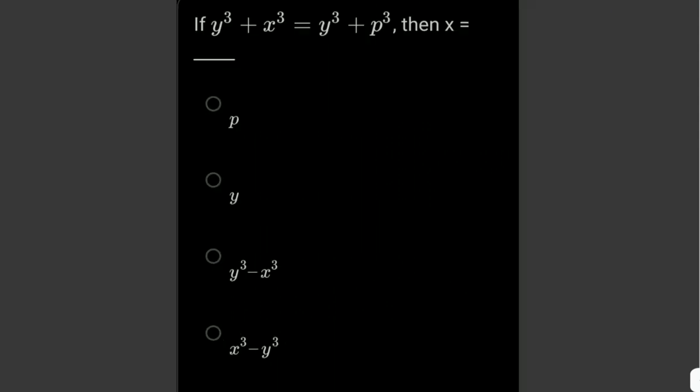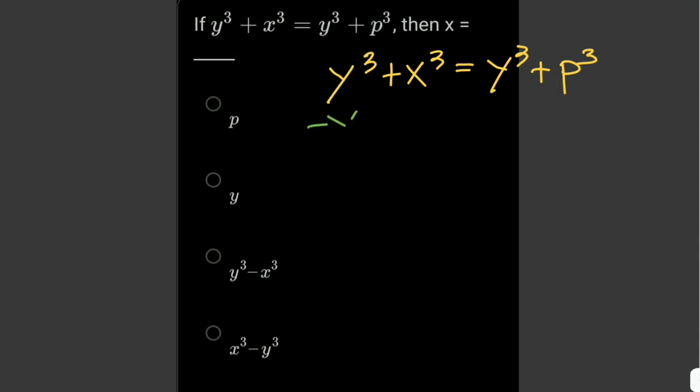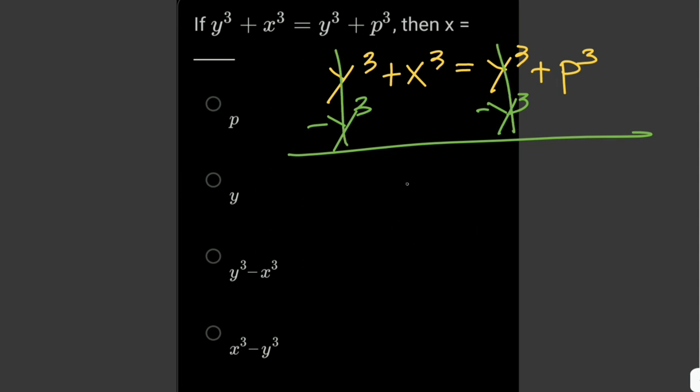If y cubed plus x cubed equals y cubed plus p cubed, then x equals. Alright, to solve this, we just have to subtract y cubed from both sides. So that would be y cubed plus x cubed equals y cubed plus p cubed, and then we subtract y cubed from both sides. Alright, y cubed cancels out, and then we're left with x cubed equals p cubed. And then we take the third root or the cube root of both sides.